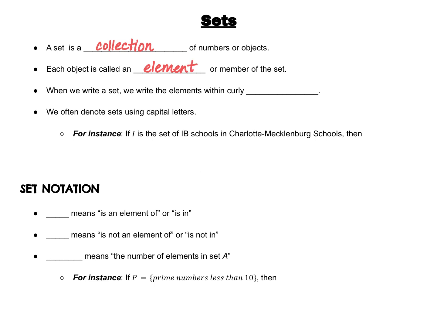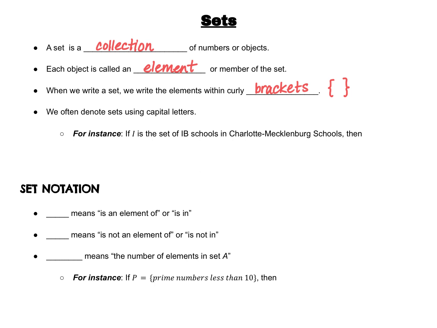When we write a set, we write the elements within curly brackets. It's a little funny to draw at first, but you will get used to it as you do it often. These are what we call the curly brackets. We often denote sets using capital letters. So let's look at an example.